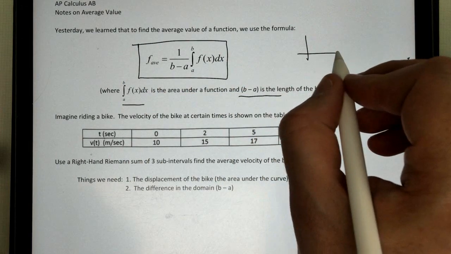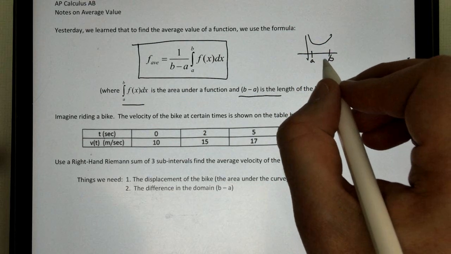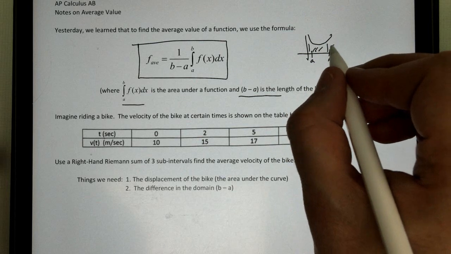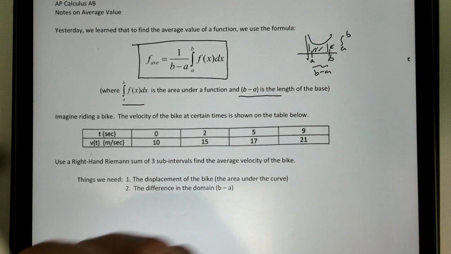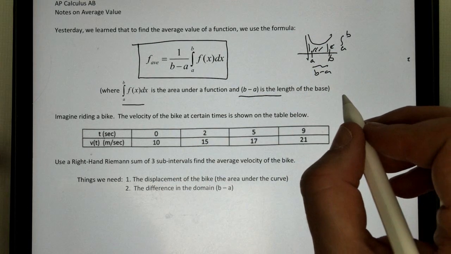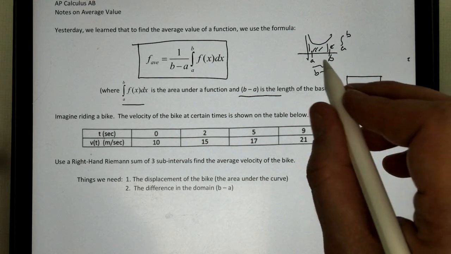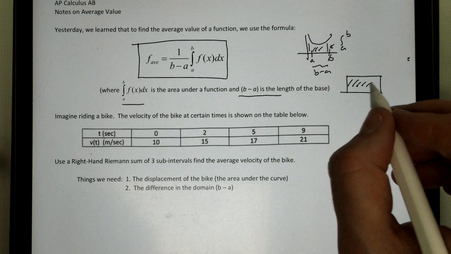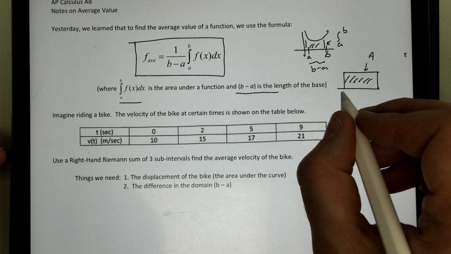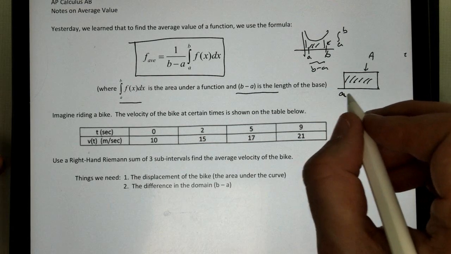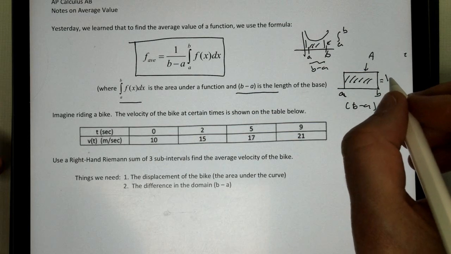So if I have a function right here, we want to find the area from a to b. My area is this part. That's my integral from a to b. But this is my b minus a, and that's my base. And recall from yesterday, what this is saying is we can draw a rectangle that has the exact same area as our region under the function, and it's going to be under the same base here. So this b minus a. What we're trying to find today is the height.